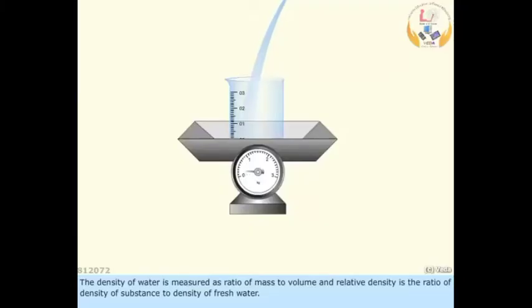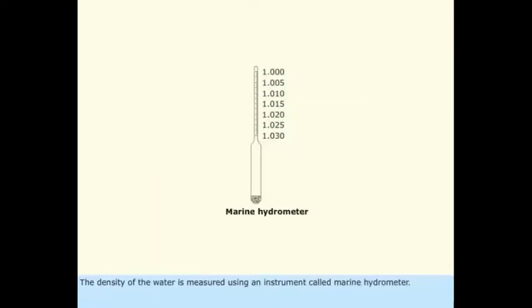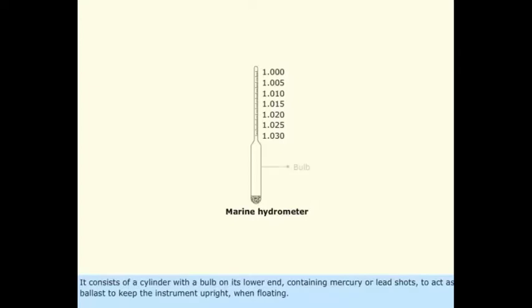The density of water is measured as the ratio of mass to volume, and relative density is the ratio of the density of a substance to the density of fresh water. The density of the water is measured using an instrument called a marine hydrometer. It consists of a cylinder with a bulb on its lower end containing mercury or lead shots to act as ballast to keep the instrument upright when floating.